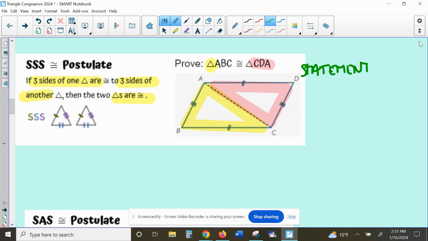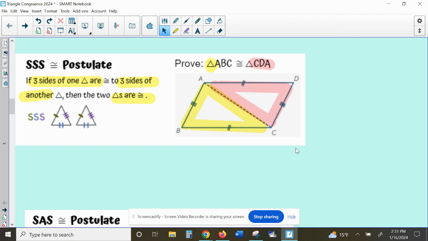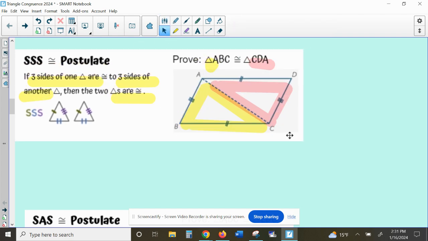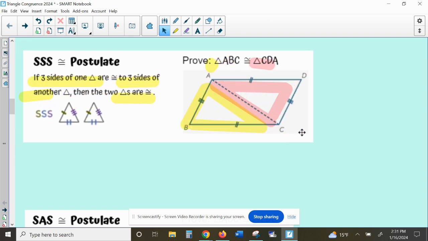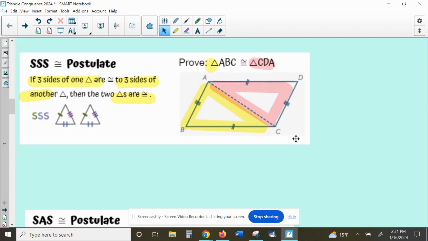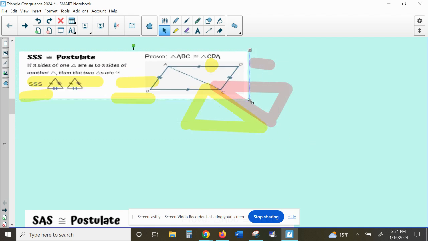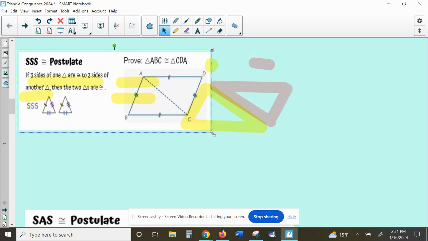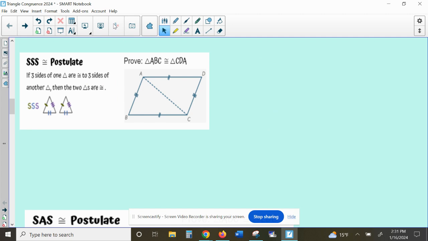You know what, I'm going to make this a little bit smaller because I don't think you're going to be able to see. Technical difficulties here, my thing won't click. There it goes. Okay, let me try this again. I'm going to have my yellow triangle, which is this guy, and my pink triangle, which is this guy.